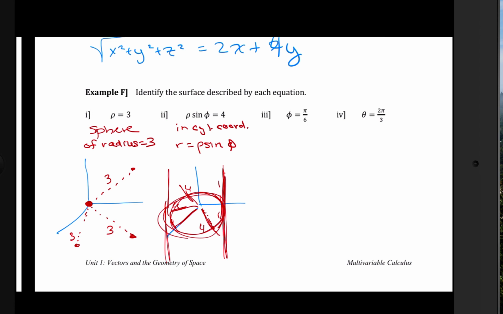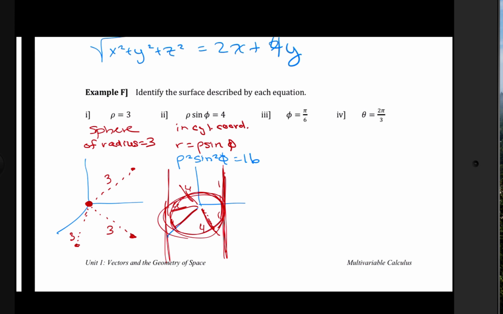The other way to think about it is I could convert this to a Cartesian system. If this is rho sine phi equals 4, I can rewrite this as rho squared sine squared phi equals 16. And this gets to be a little bit of a stretch, but if I add rho squared cosine squared phi to both sides, then I'm introducing a 1.